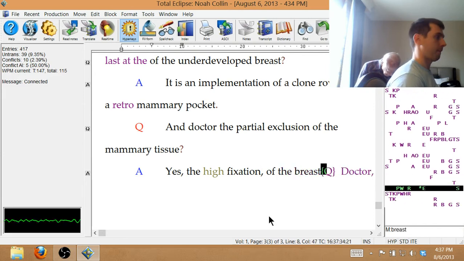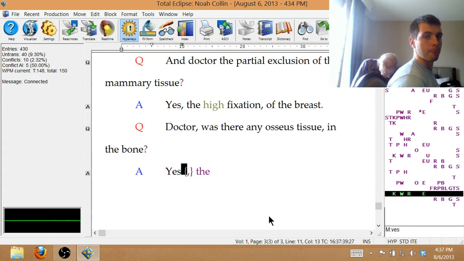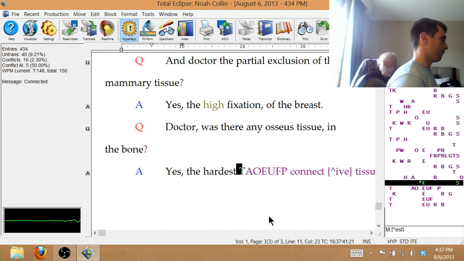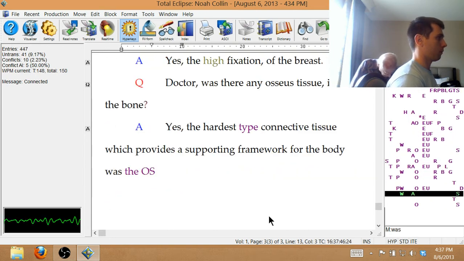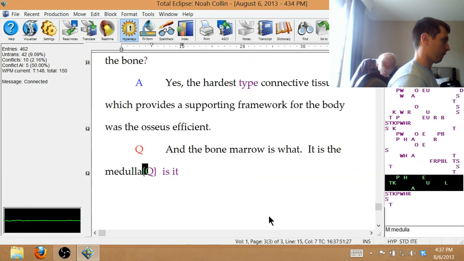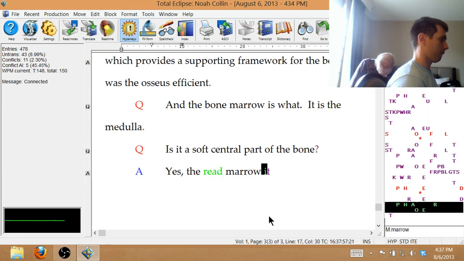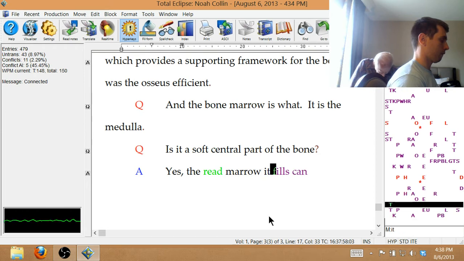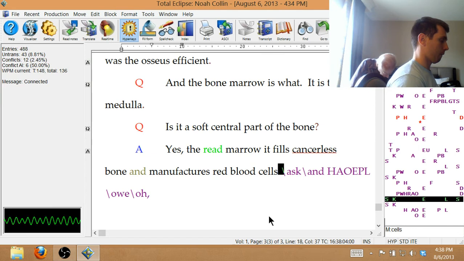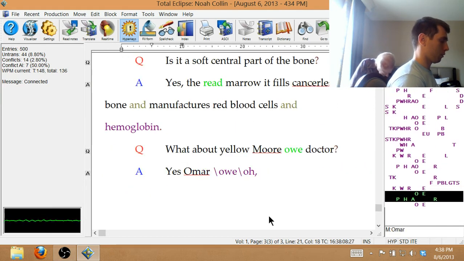Doctor, was there any osseous tissue in the bone? Yes, the hardest type of connective tissue which provides a supporting framework for the body was the osseous tissue. And the bone marrow is what? It is the medulla. And is it a soft central part of the bone? Yes, the red marrow. It fills cancellous bone and manufactures red blood cells and hemoglobin. What about yellow marrow, doctor? Yellow marrow fills the medullary cavity and contains fat cells.